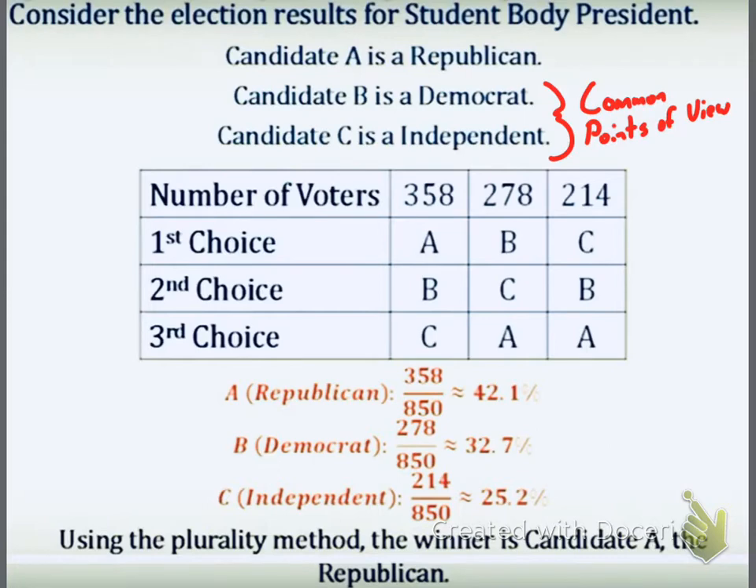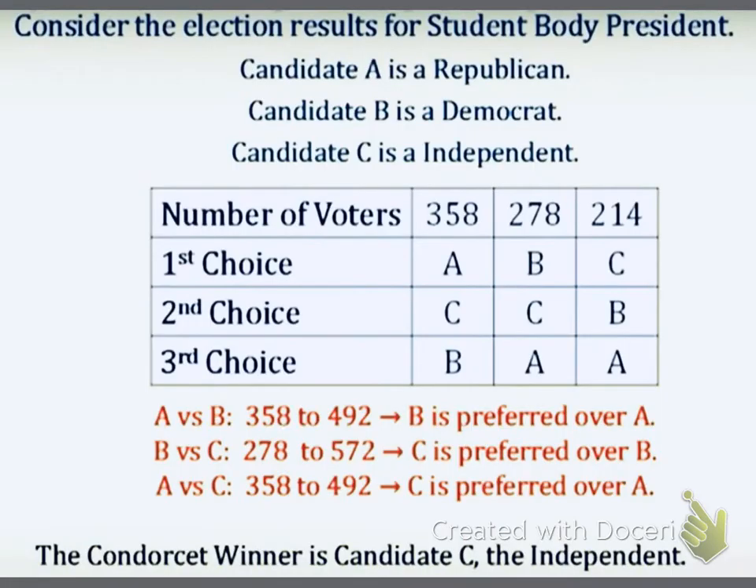In this case, using the plurality method, candidate A is clearly the winner, right? They have the most votes. The interesting thing here is that it's plurality, but they don't have a majority. They only have 42% of the vote, 358 of the 850 total. The Democrat came in second with 32%, and the independent got 25%. So we're going to look at some other voting methods and see if there's another way that could be more fair and avoid this sort of bias.